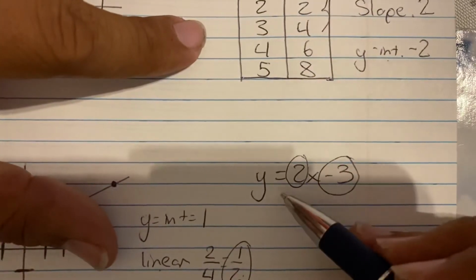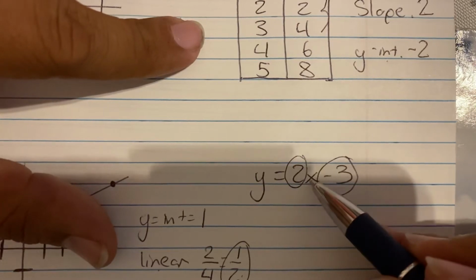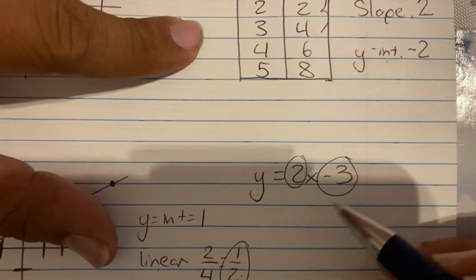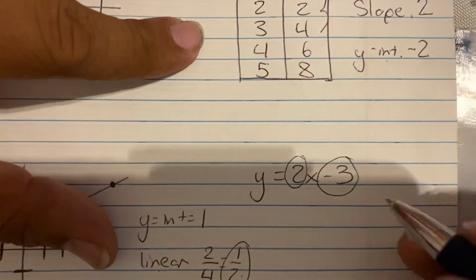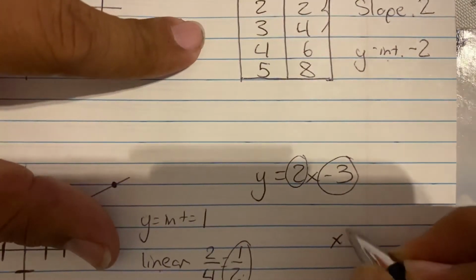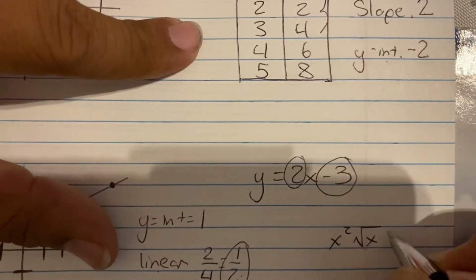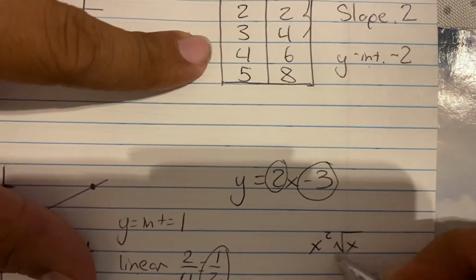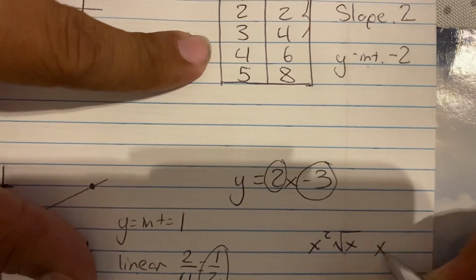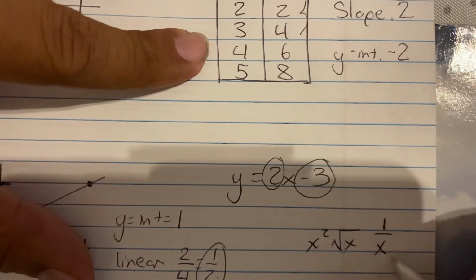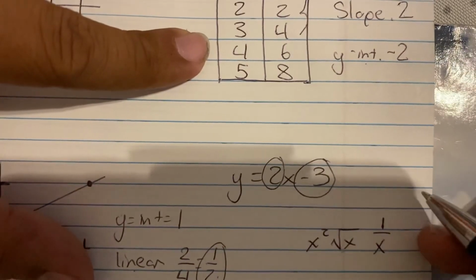You know it's linear if you're allowed to multiply anything with x, add anything with x, subtract anything with x, or divide anything by x. What you're not allowed to have is an exponent, a square root, or any kind of root, or have x at the bottom of a fraction. These things are not allowed. If this happens at any time, it is not going to be linear.